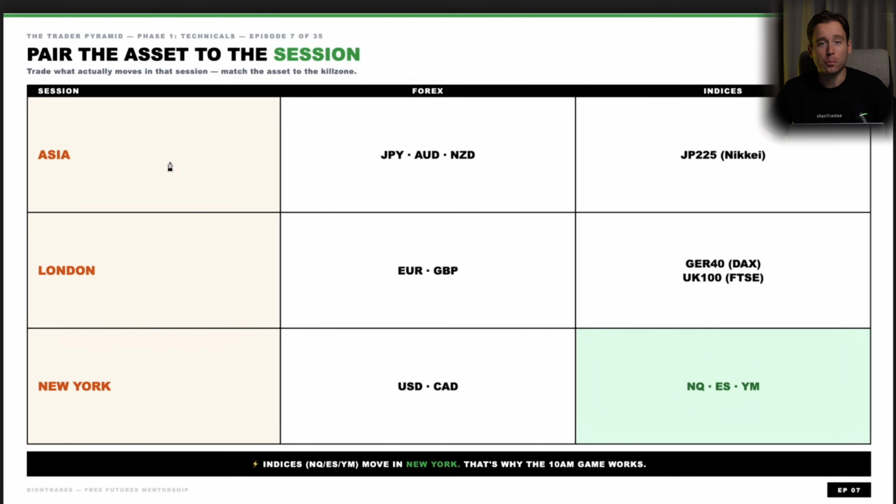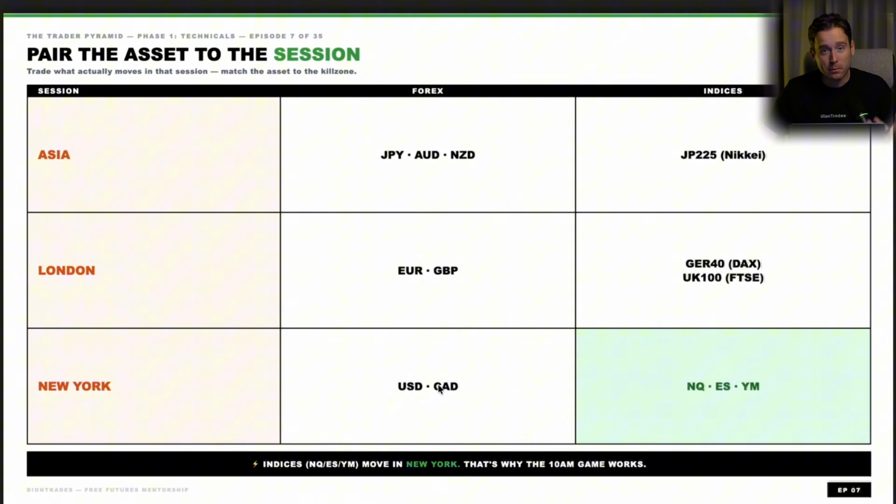You also need to pair the asset with the specific kill zone. For the Asian session, the JPY pairs move the cleanest, AUD and NZD. And for the indices, you can trade the Nikkei in the Asian session. Why? Because pairing the asset with the region it comes from will give the cleanest move because the most volume is there. For London session in Europe, Euro and GBP. And for the indices, you can use the DAX, the EU 40 and the UK 100. And for the New York Open, NASDAQ, ES, YM, and of course USD and CAD.